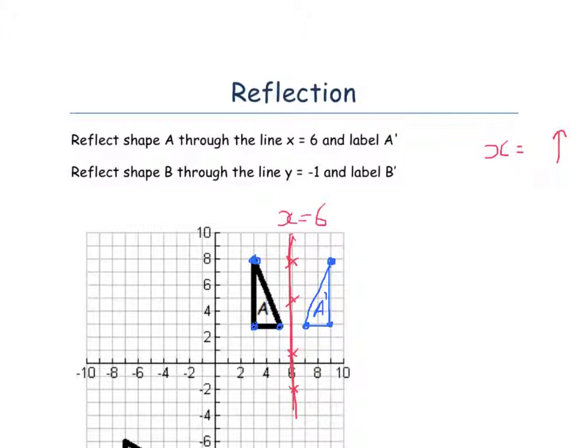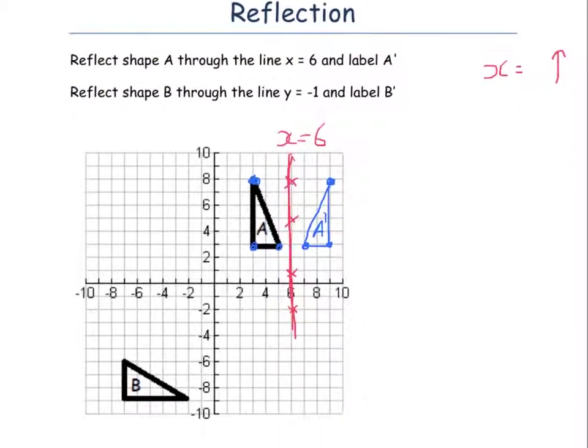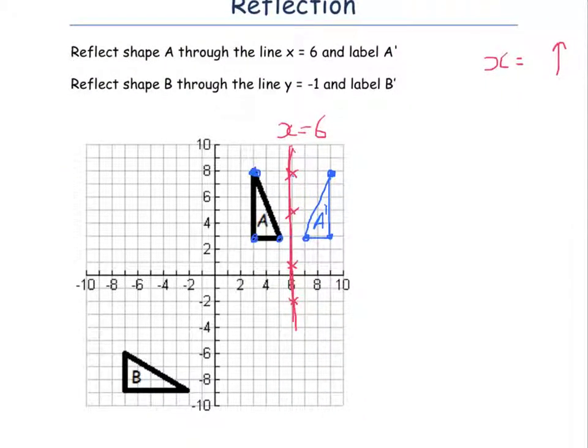And then you can draw in with a pencil and ruler your reflected shape and label it A dash as asked. Now we're also asked to reflect shape B through the line y equals minus 1 and label it B dash. Well, if x equals a number is a vertical line, what do you think y equals a number might mean? Well, yeah, it does. It means a horizontal line.